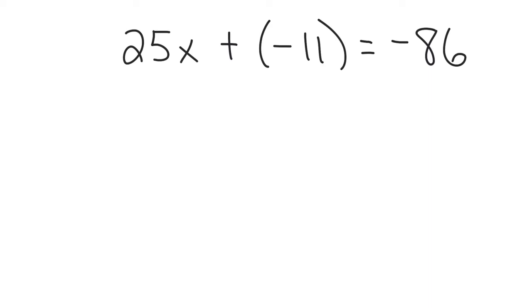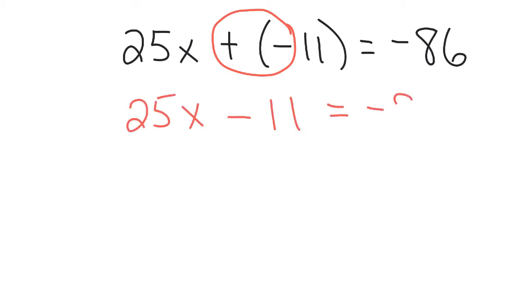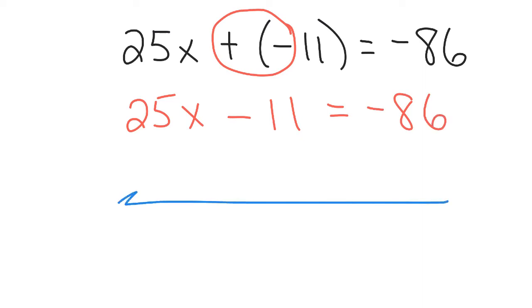All right, to start on this problem, let's remember that plus a negative also means to subtract. So really what this is, 25x minus 11 equals negative 86. Now, if you think about this on a number line, I have some number here, and I'm going to subtract 11 from it to get negative 86.